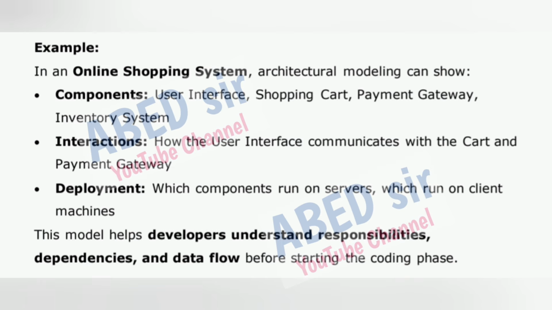Example. In an online shopping system, architectural modeling can show components: user interface, shopping cart, payment gateway, inventory system. Interactions: how the user interface communicates with the cart and payment gateway. Deployment: which components run on servers, which run on client machines. This model helps developers understand responsibilities, dependencies, and data flow before starting the coding phase.